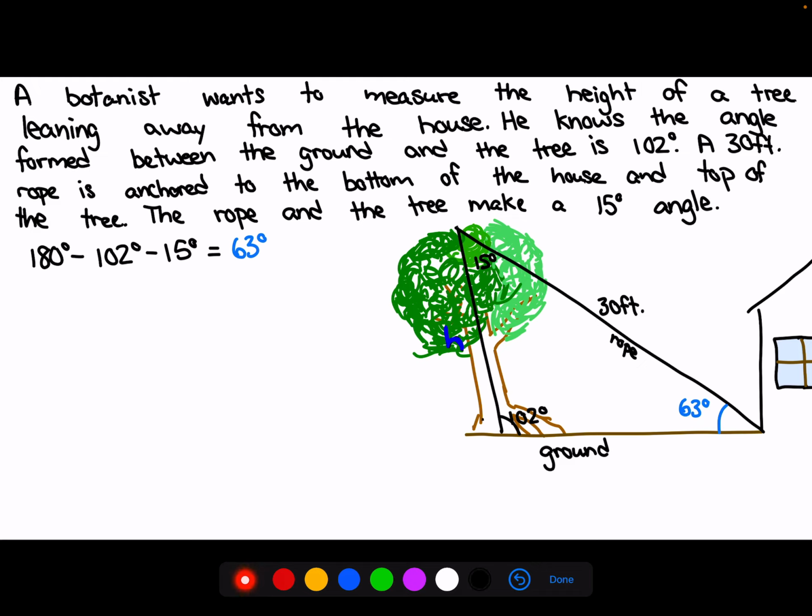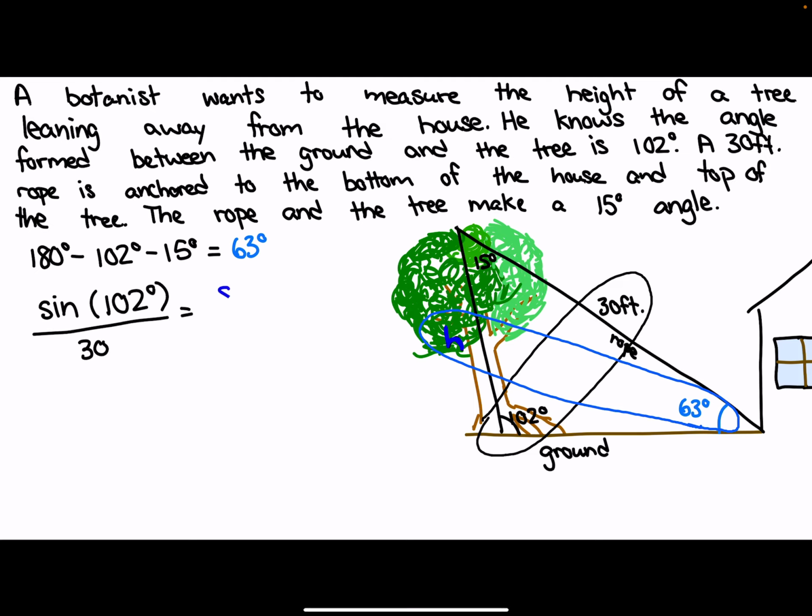Now I see that we have an opposite side, opposite angle pairing with 102 degrees and 30 feet. So they both have values, we want to use that. I also notice that we have h, what we're trying to solve for, and we have the angle that's opposite that length. So that's also what we're going to use. So therefore we can use law of sines. Sine of 102 over 30 is equal to sine of 63 over h.